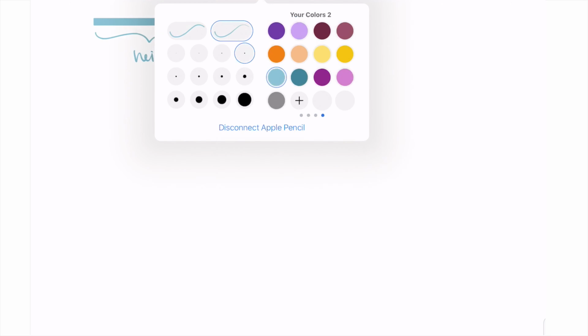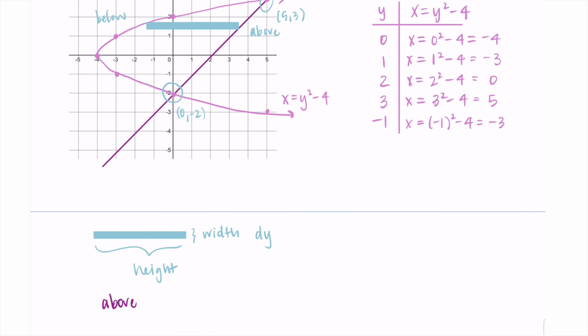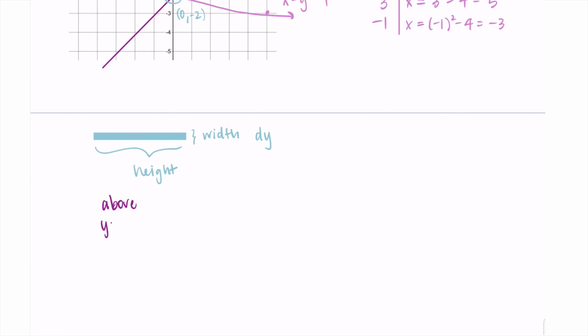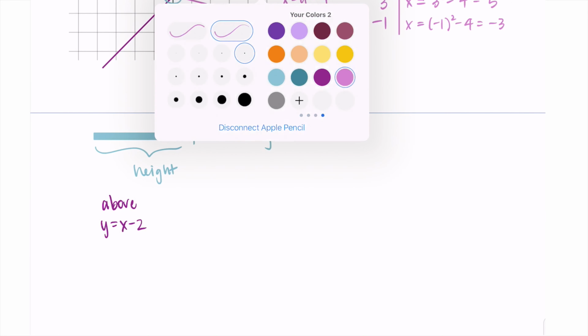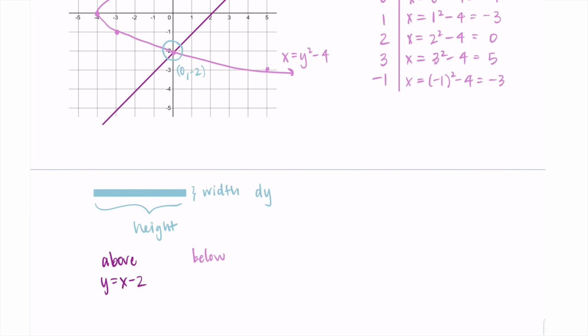On this rectangle, I have my height and my width, and we're turning our heads over. So the width is now this vertical part, and the width is actually a change in y. We're going up a little bit on the y there. And then the height is going to be the functions subtracted, the difference in the functions. Our above function, if we go back up and look, was y equals x minus 2. And then the below function was x equals y squared minus 4.